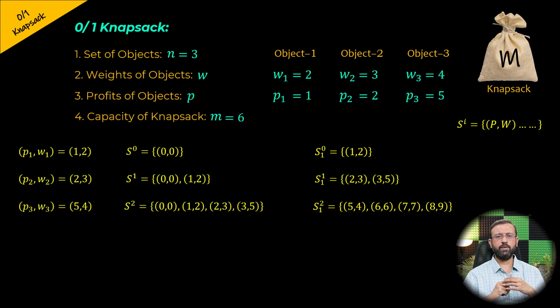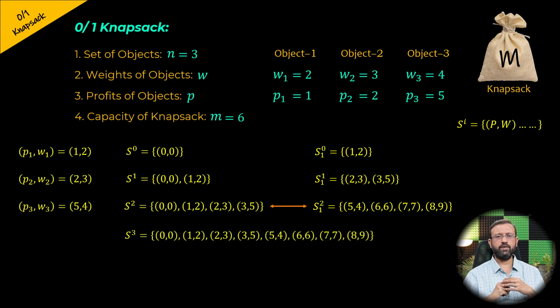Then the next pair of the set S21 will be 5 comma 4 plus 2 comma 3, which is 5 plus 2 is 7 and 4 plus 3 is also 7. So the third pair is 7 comma 7. And the next pair of set S21 will be 5 comma 4 plus 3 comma 5, which is 5 plus 3 is 8 and 4 plus 5 is 9. So the fourth pair is 8 comma 9. Then the set S3 is computed by merging the set S2 and S21.